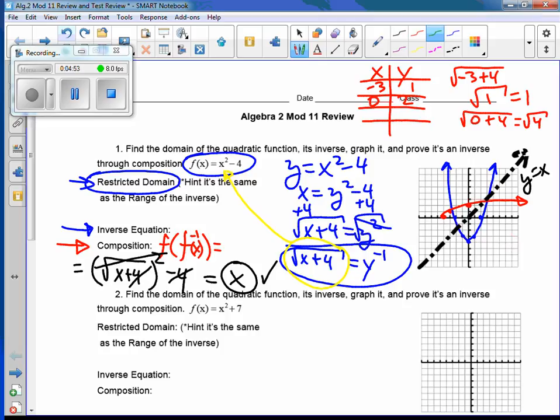And I gave you guys a hint. It's the same thing as the range of the inverse. So in order to get only half of this right here, the top branch, you're only going to use the right-hand side of the original function, which is x is greater than or equal to 0, or you can say 0 to infinity.